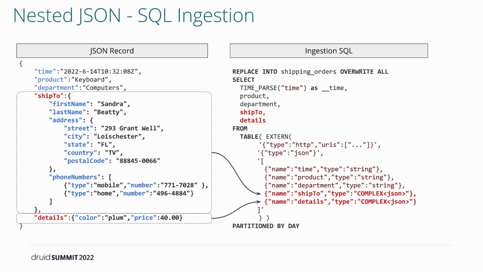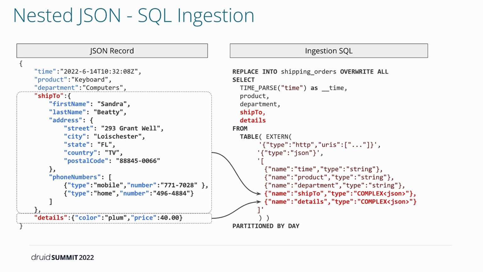So given the JSON record on the left, where we have two nested JSON objects in the ship2 and the details fields, an ingestion SQL could be as simple as the one we have on the right. We're using a replace statement where we're selecting that ship2 and details fields as part of the structure that we're going to be creating the shipping orders table with, right? And the only thing you need is in the from clause where we're specifying the external data source, the schema needs to contain those fields, and they need to be identified as complex JSON type. That's really all that's needed.